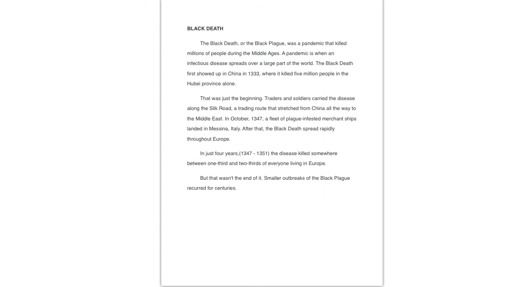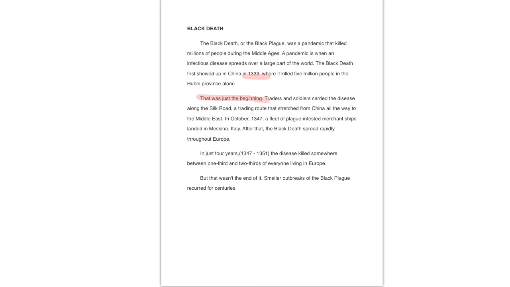In this short review of the Black Death, you're going to be noticing there's a lot of dates. For example, the Black Death or the Black Plague was a pandemic that killed millions of people during the Middle Ages. A pandemic is when infectious disease spreads over a large part of the world. We know about that. The Black Death first showed up in China in 1333, so there's a date to pay attention to, where it killed 5 million people in the Hubei province alone. That was just the beginning.